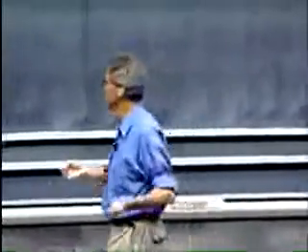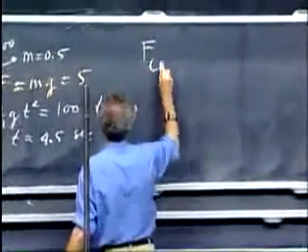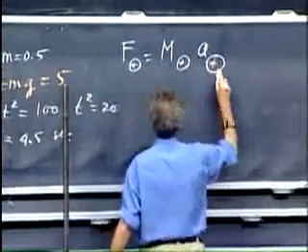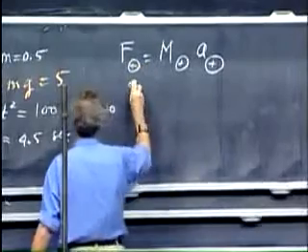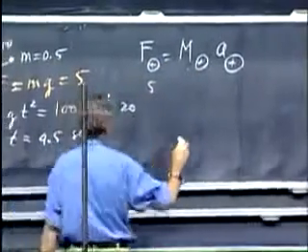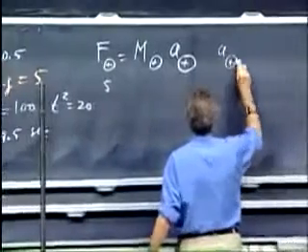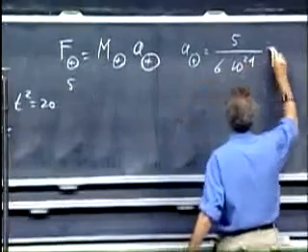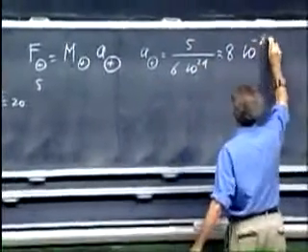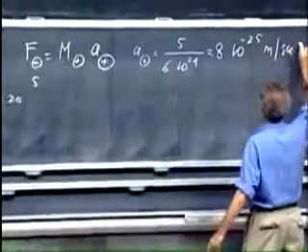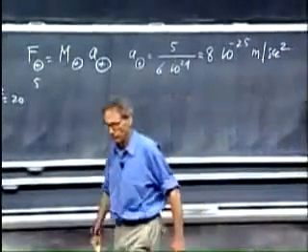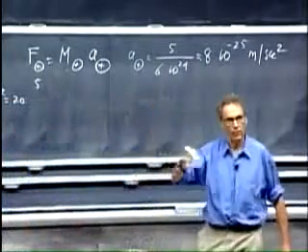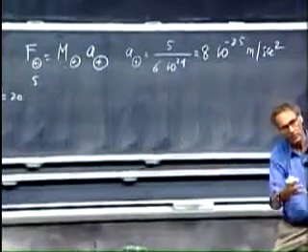F equals ma. So the force on the Earth is the mass of the Earth times the acceleration of the Earth. The force we know is 5. We know the mass, 6 times 10 to the 24. So the acceleration will be 5 divided by 6 times 10 to the 24, which is about 8 times 10 to the minus 25 meters per second squared. How long will the Earth fall? Well, the Earth will fall roughly 4.5 seconds before they collide.